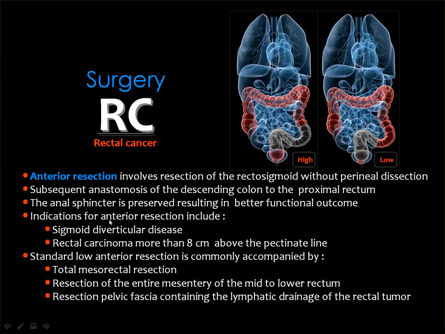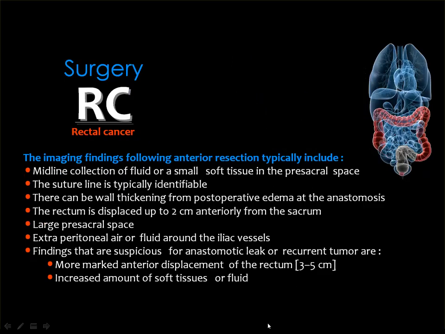The indications for anterior resection include sigmoid diverticular disease, rectal carcinoma more than 8 centimeters above the pectinate line. The low anterior resection leaves only the distal part of the anal canal and anal sphincter; total mesorectal excision, resection of the entire mesentery of the mid and lower rectum, resection of the pelvic fascia containing lymphatic drainage of the rectal tumor.